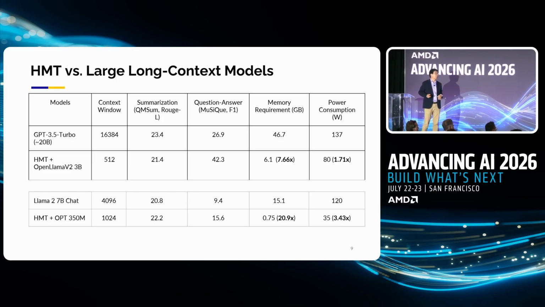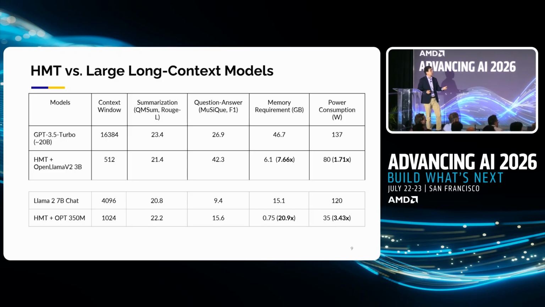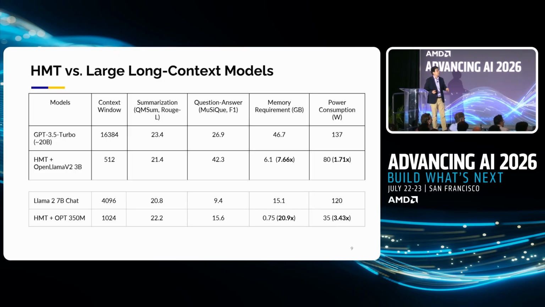And the result, summarization score, question answer scores, very competitive. In many contexts, we are better. So you can see that actually leads to several X of a reduction, a 7X reduction on memory, and almost 2X improvement on efficiency.